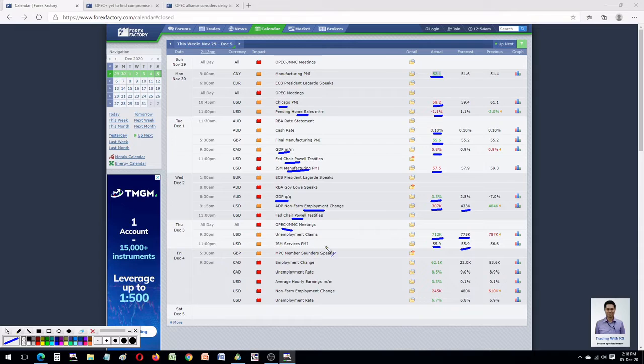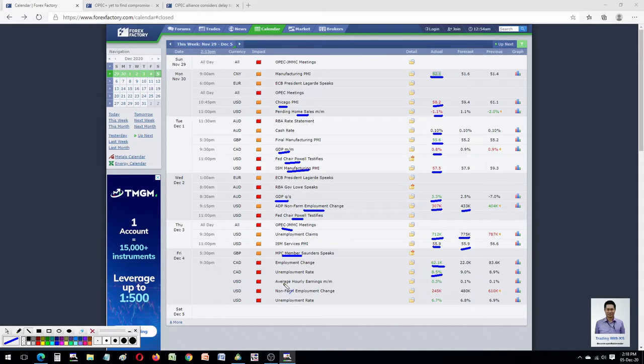So on Friday, we got the MPC member speaking for Great Britain, for the pound. Then CAD got two news. One is the employment change, which improved by a lot, and the unemployment rate also dropped. So this is very strong sentiment for the CAD.